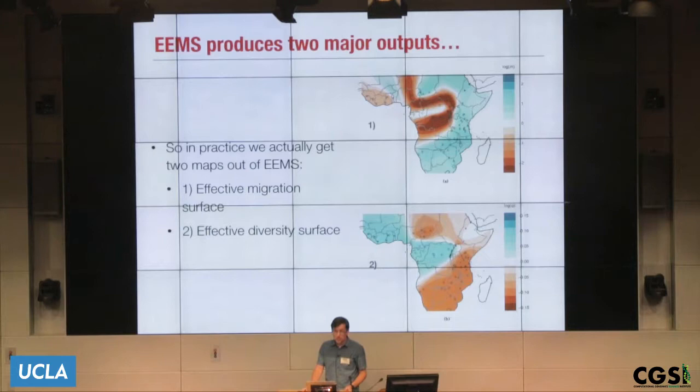Okay, so in practice, we get these two maps out, an effective migration surface and an effective diversity surface. And these are the results for that elephant data. You see that the savanna elephants have lower diversity on average than the forest elephants. We found that the diversity surfaces are sensitive to ascertainment bias, like where you discovered the markers that you're using. And so we tend to focus on just the migration surface when presenting results.